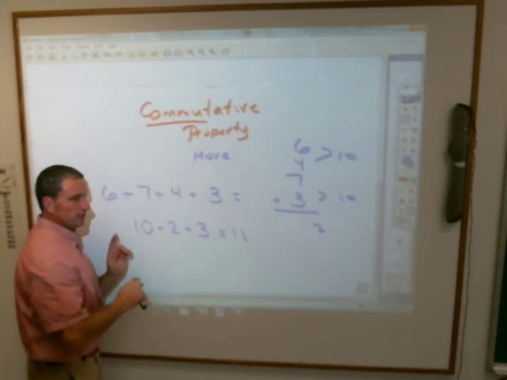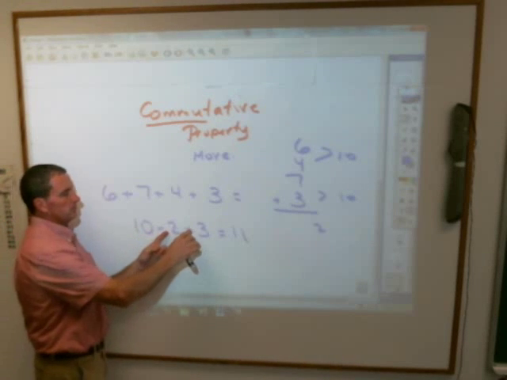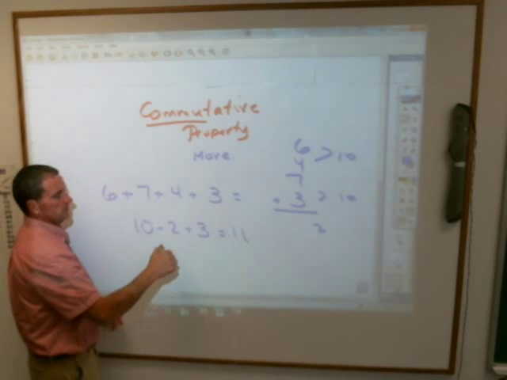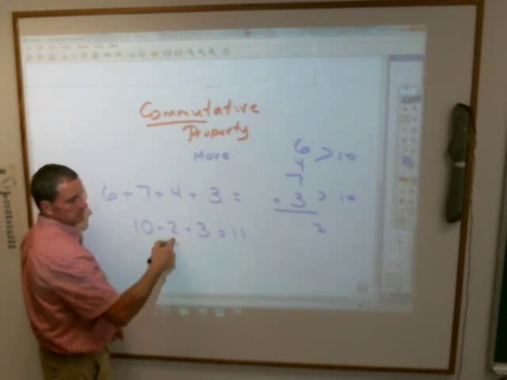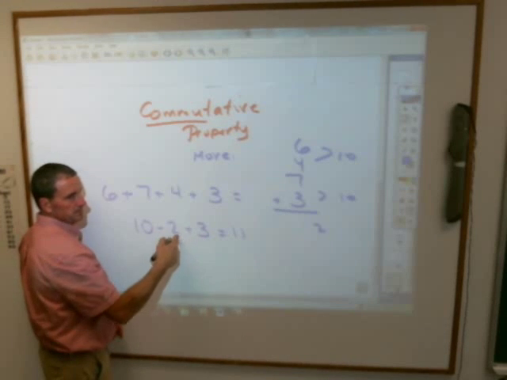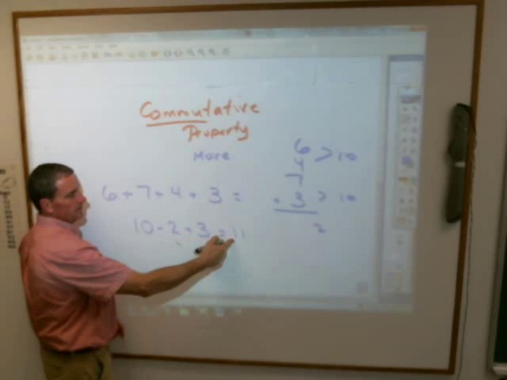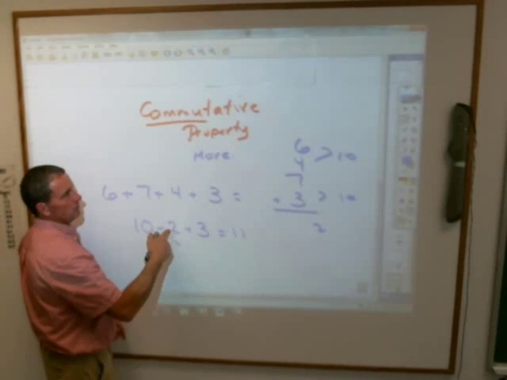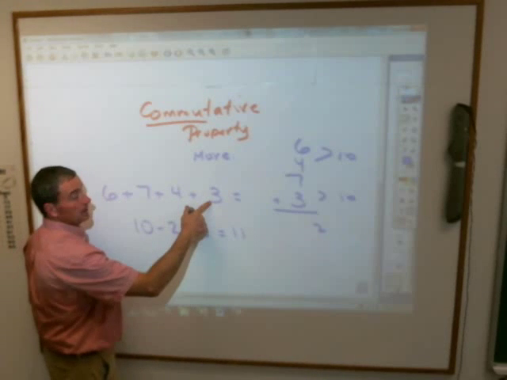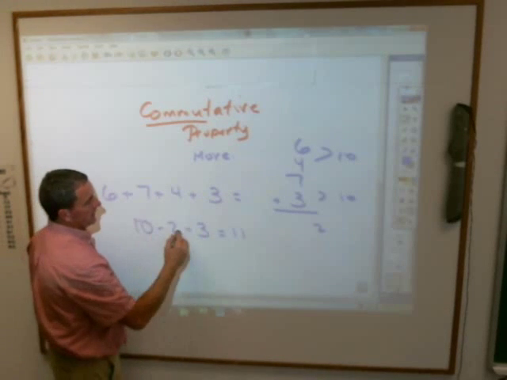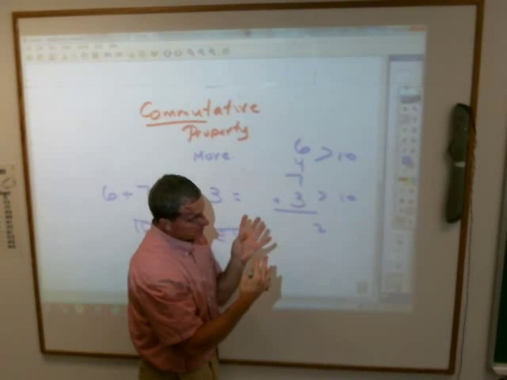But if the commutative property worked for subtraction, I could move these around and put the 3 here, or I could do this first. What is 2 plus 3? What's 10 minus 5? Does that give you 11? No, the commutative property does not work with subtraction. It only works with addition, and it will work with multiplication. But that's the property that allows you to move things around to make them easier to add.